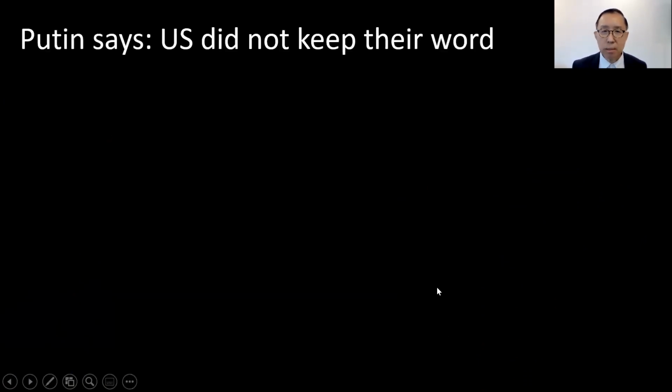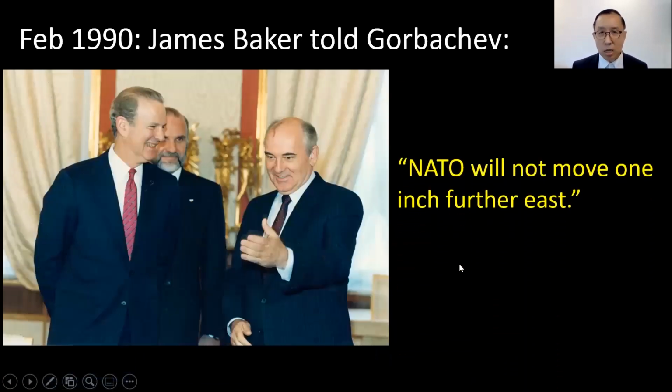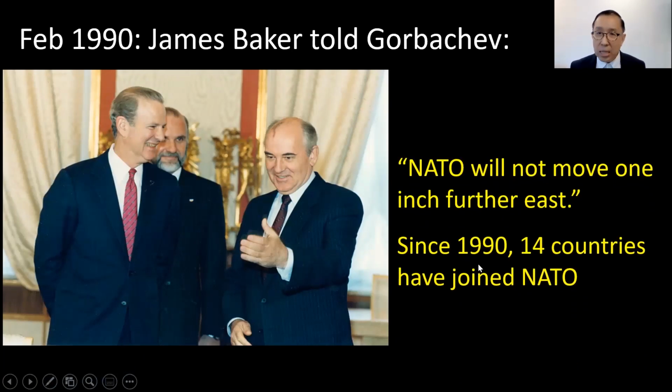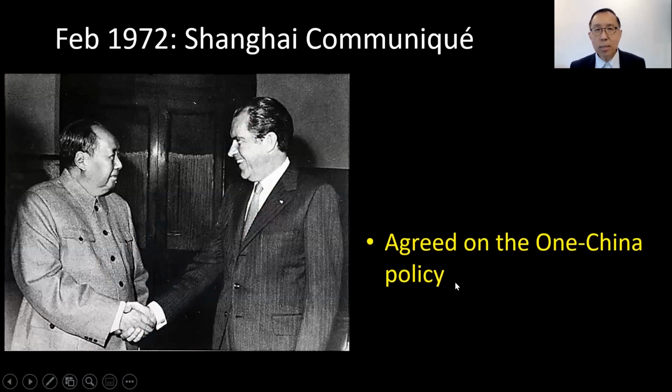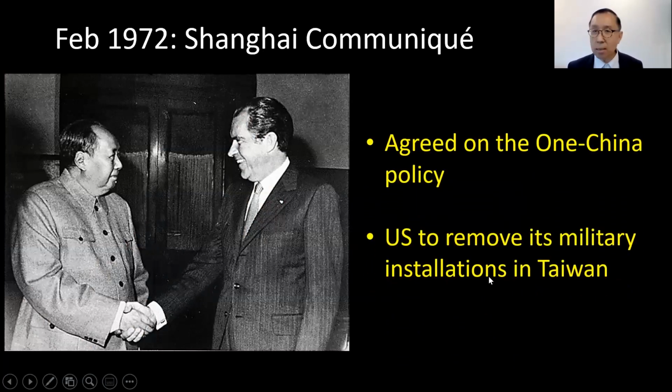If you ask Putin, Putin will say, well, the US didn't keep their word. Because in 1990, James Baker told Gorbachev that NATO will not move 1 inch further east. In fact, 14 countries have joined NATO. Let's ask the Chinese. When Nixon met up with Mao Zedong, they agreed on a one China policy, which still holds, but the US told China that it will remove its military installations in Taiwan. That hasn't really happened yet.